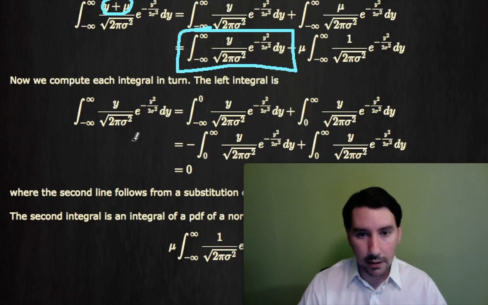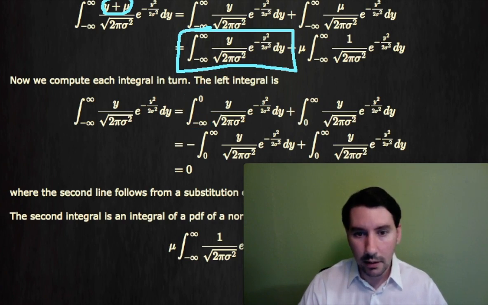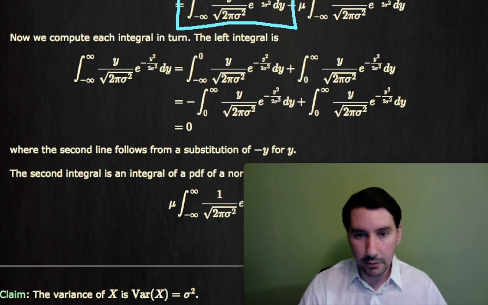So we have this integral from negative infinity to infinity of y over the square root of 2 pi sigma squared, e to the minus y squared over 2 sigma squared. And we're going to split this integral up into negative infinity to 0 and 0 to infinity. Now in this first integral, we're going to substitute minus y for y. So that becomes the integral from 0 to infinity of y over the square root of 2 pi sigma squared, e to the minus y squared over 2 sigma squared dy, and then plus the exact same integral. So these two integrals cancel, and we end up getting 0.